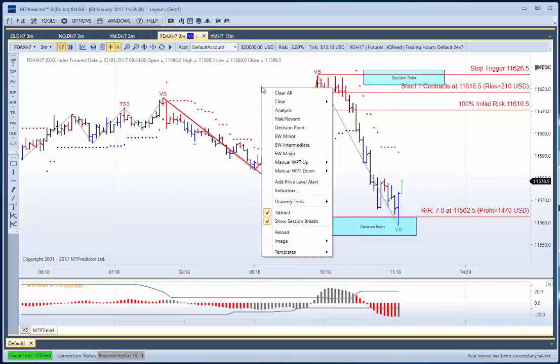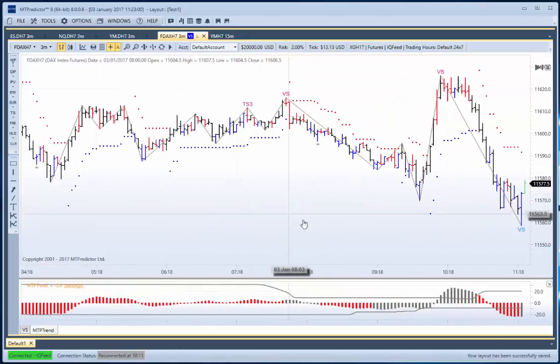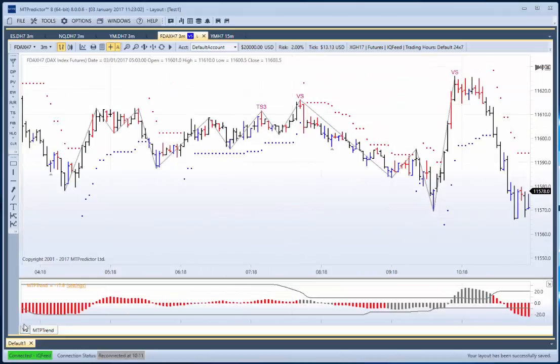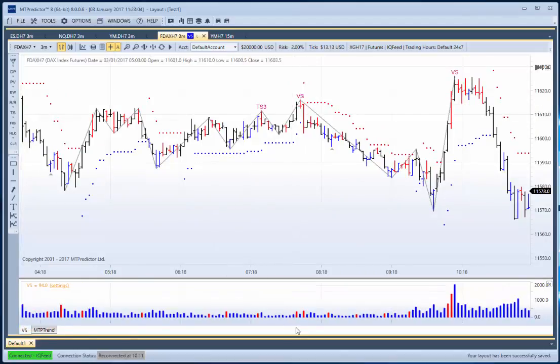So what is a VS setup? Well, if I clear everything off and let's go back and have a look at this one, I'll have a look at our VS indicator down here, which shows you bars that are making an unusually high volume on bars that make a wide range going beyond previous levels.